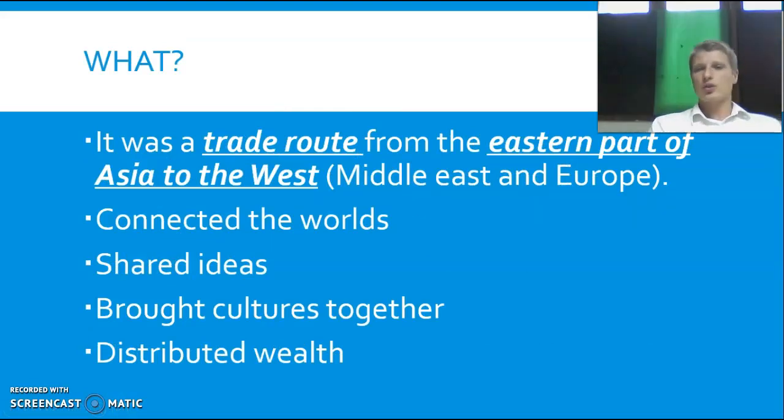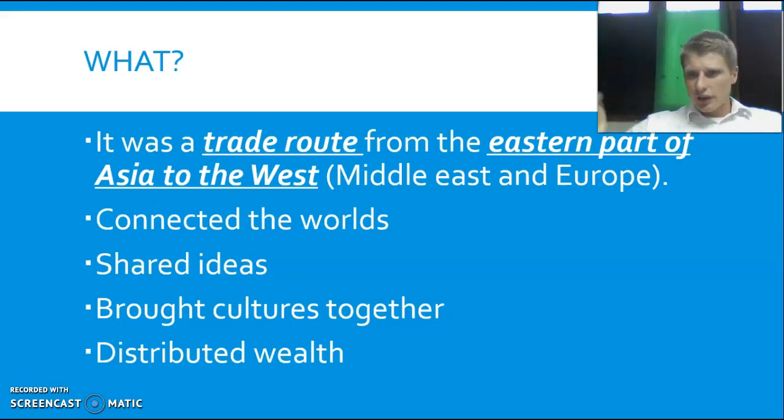What was it? It was a trade route from the eastern part of Asia to the west, the connection of two worlds. Really, the real world at that time. There's a lot of things going on, even in the Americas or Australia or Africa, but they weren't really a part of the Silk Road so much, maybe providing slaves in Africa's case. But it is this connection.